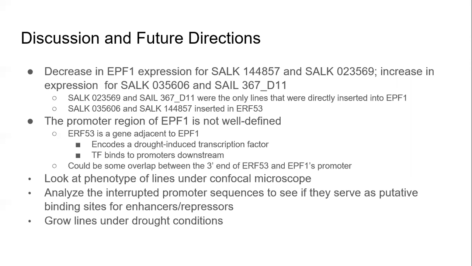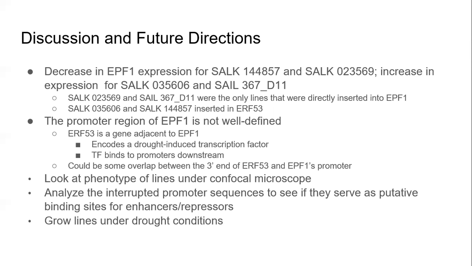ERF53, again, is a gene directly adjacent to EPF1. It encodes a drought-induced transcription factor, and this transcription factor binds to promoters downstream. So because the promoter region is not well defined, there could be some overlap between the 3' end of ERF53 and EPF1's promoter. Therefore, any alteration in the expression of ERF53 can also have an effect on EPF1.